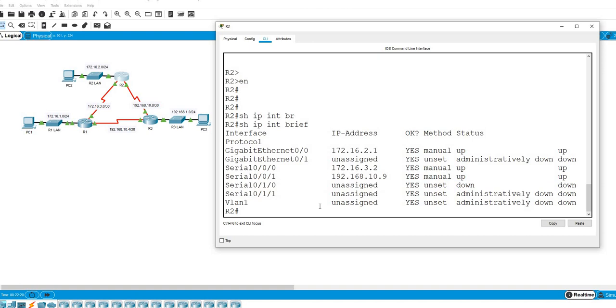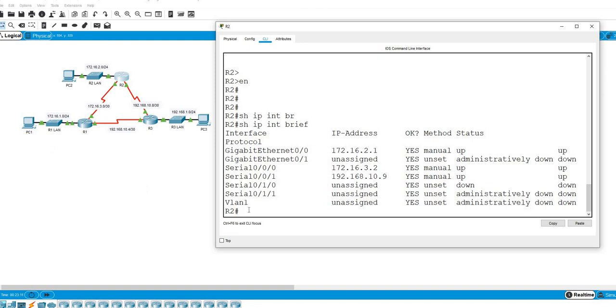Just to make the concept more clear, right now the router only knows what is directly connected: the network of 172.16.2.0, 172.16.3.0 and 192.168.10.8 network, because these are the directly connected networks. Now once we do the EIGRP configuration, and that's why we are doing this configuration, it should know that the remote networks, 1.0, 10.4 network and 16.1.0 network, should also be known to the router.